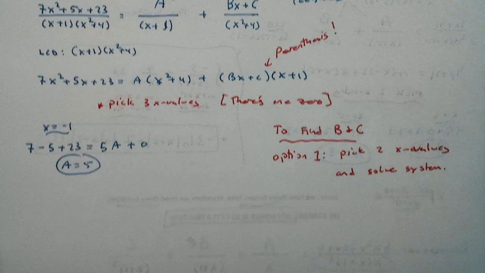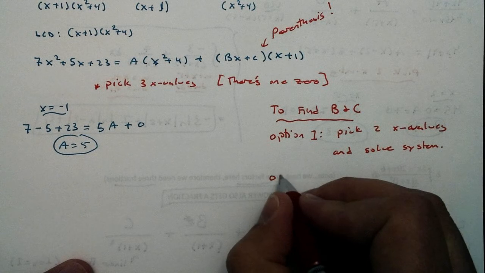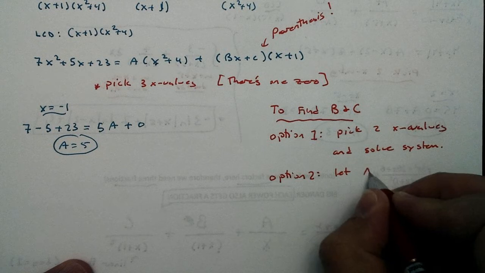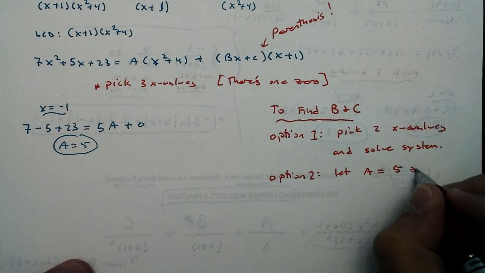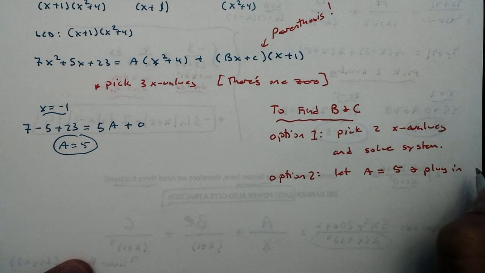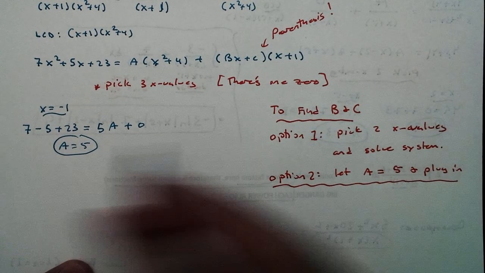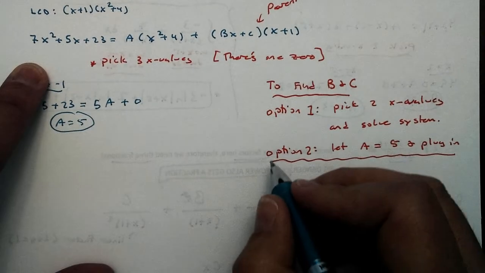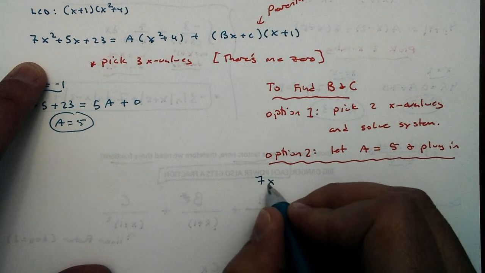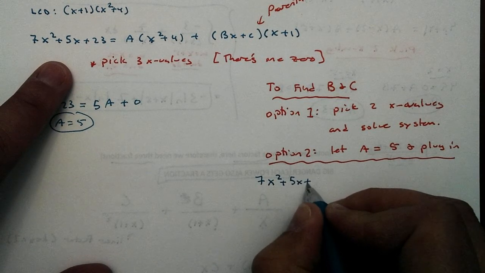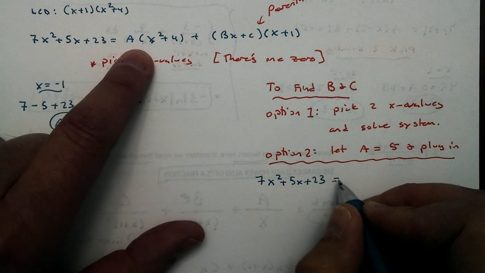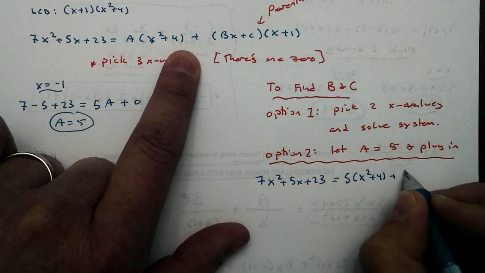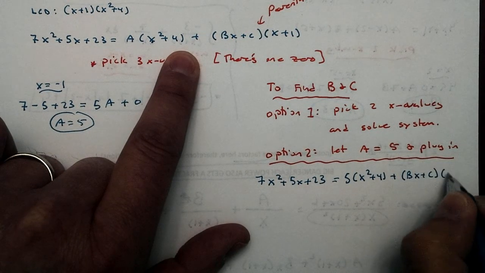Now, most books will probably teach it that way, but there's a secondary option that we can use, involving algebra. We can let a equal 5, and we're just going to plug in. If we let a be 5, and plug this in, we get 7x squared plus 5x plus 23 equals, if I plug a in, 5(x squared plus 4) plus (bx plus c) times (x plus 1).